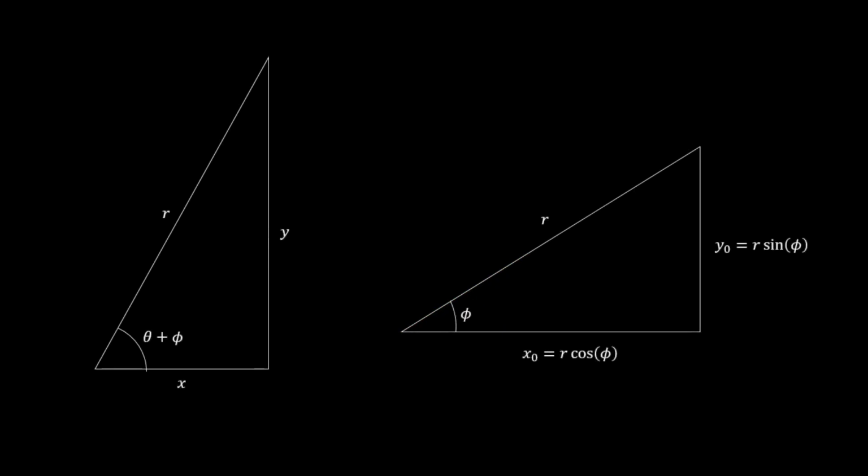Now, let's focus on the left side, the somewhat bigger right triangle. We can express both legs, x and y, using SOHCAHTOA. This is x is equal to r cosine of theta plus phi, and y is equal to r sine of theta plus phi. Okay? Now, let's focus on those two legs.